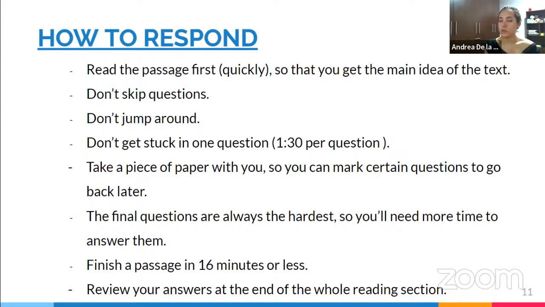It's always better to choose one to guess, because that way you will at least have a 25% chance of getting it correct. So do not skip any questions, please. Don't leave them blank.